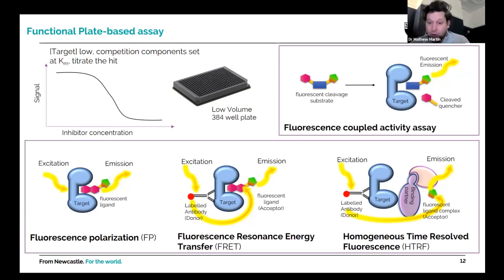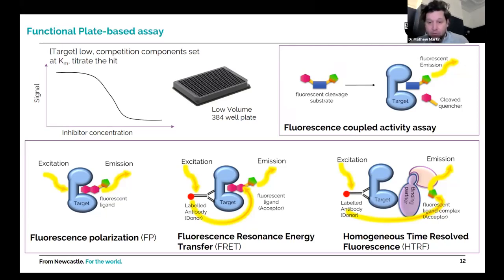But if your target is an enzyme, you may be able to work up an activity assay where it can be directly coupled in some fashion to a readout in fluorescence or luminescence. But if your target is a protein-protein interaction, you may be better served using a direct fluorescence measurement such as FP.